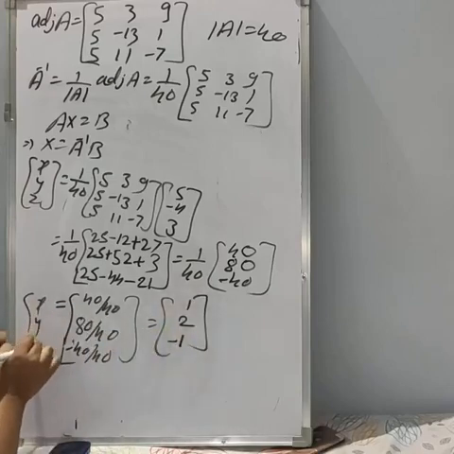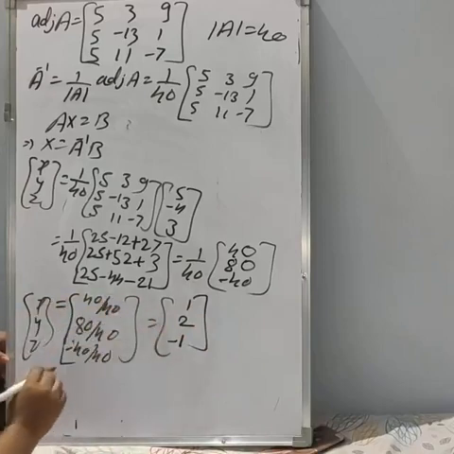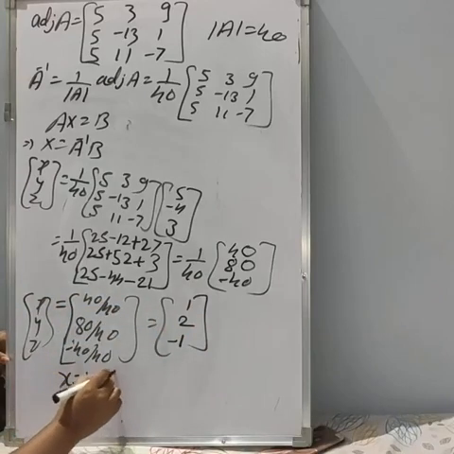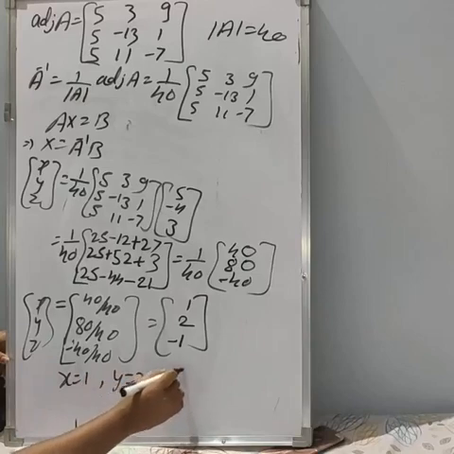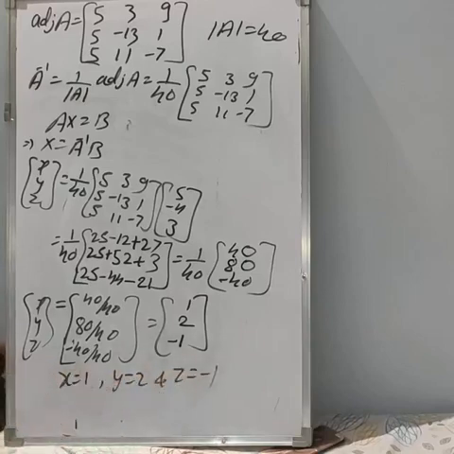So this is nothing but x, y, z. So write down the corresponding values. You will get x is equal to 1, y is equal to 2, and z is equal to minus 1. So these are the values of x, y, z.